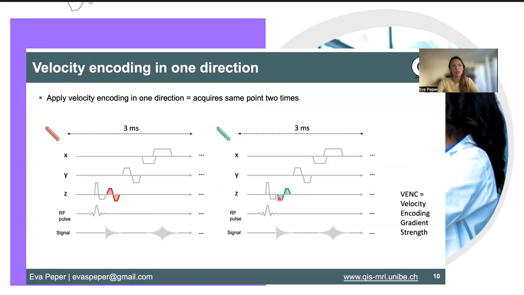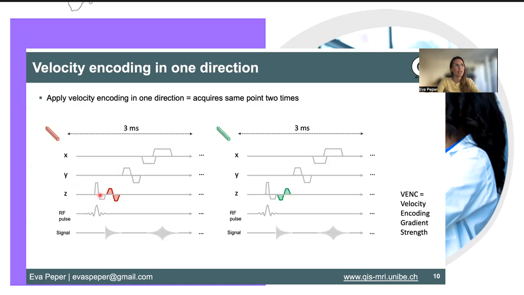The strength of this gradient that we apply is actually defined by the Venc. So you might have heard about that if you've ever done a flow scan. This defines how strongly you encode for a velocity that is happening in your image. Okay, so far so good.